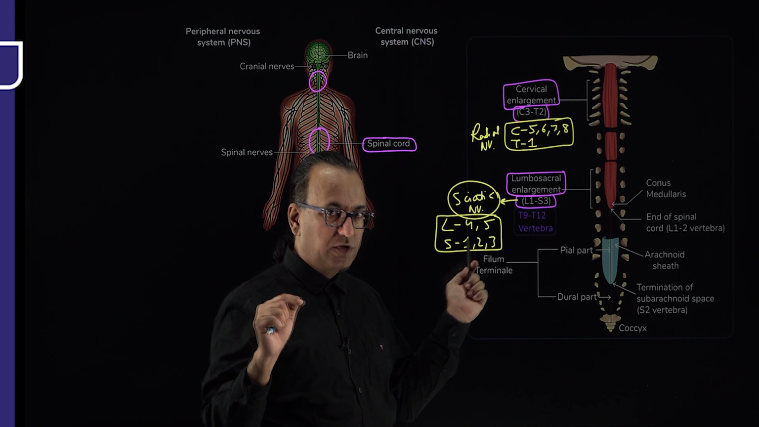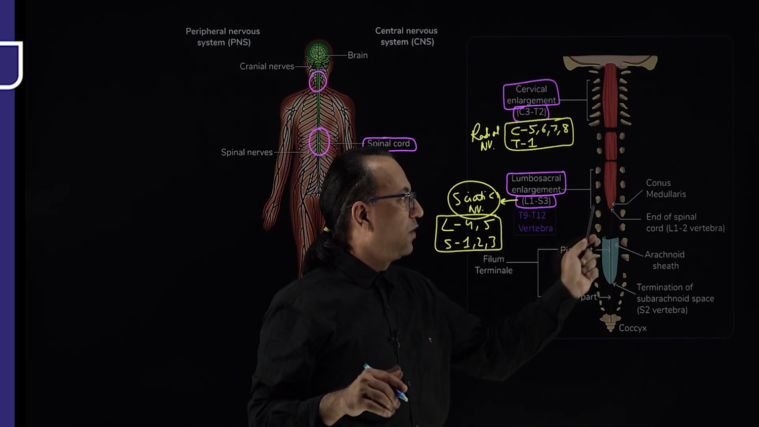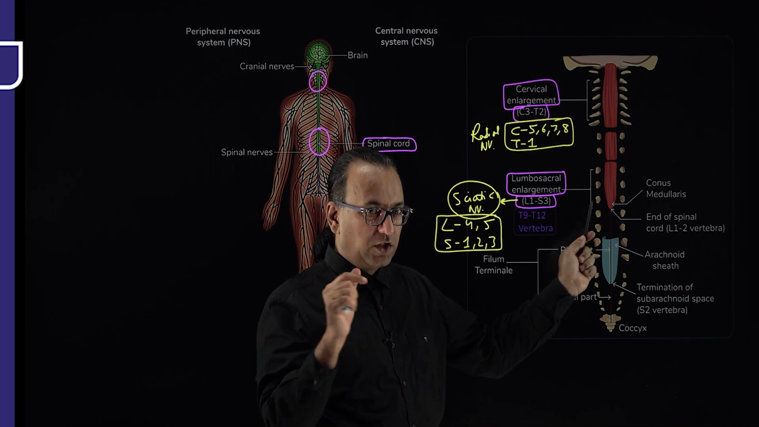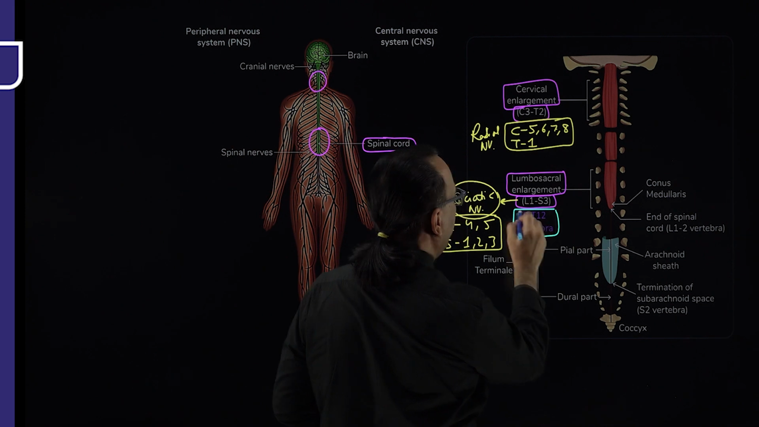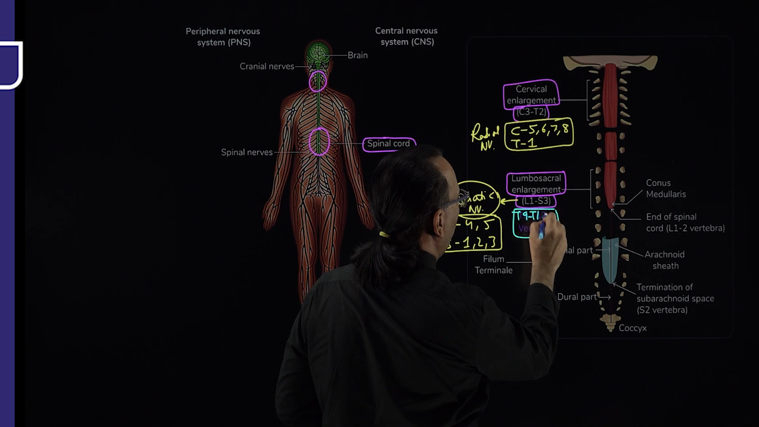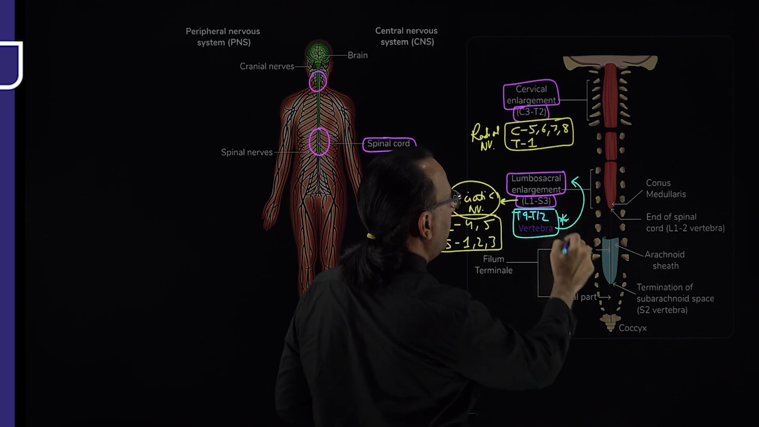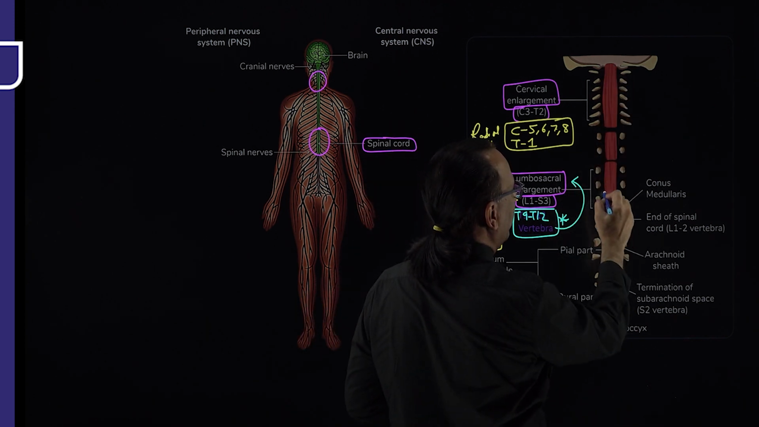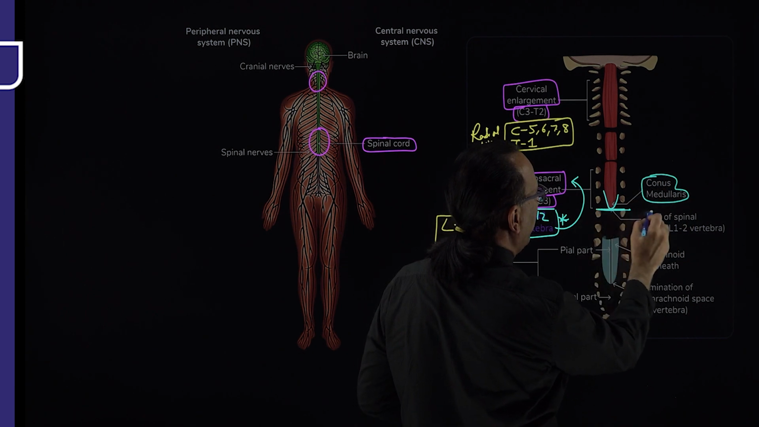Another MCQ comes. This lumbosacral enlargement is protected by the last 4 thoracic vertebrae. So which thoracic vertebrae? You answer: the last 4 thoracic vertebrae, T9 to T12, will be protecting this lumbosacral enlargement. Now we know that the spinal cord ends at the conus medullaris, which is at the lower border of the L1 vertebra.